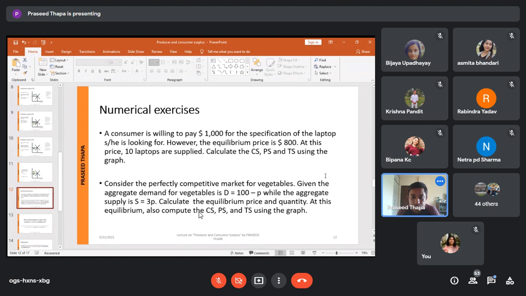Now, see here. Question number 2. Consider the perfectly competitive market for vegetables. And we know that in a perfectly competitive market, what happens? What is the important criteria for the perfectly competitive market?